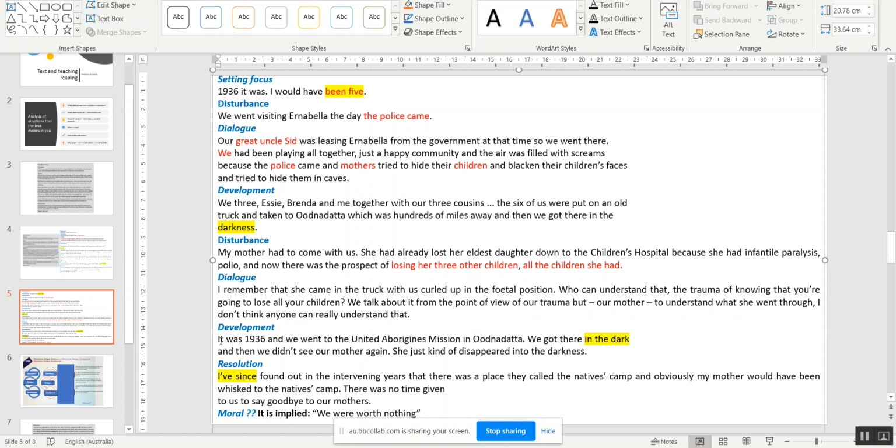And then he moves further and he says, well, it was 1936, we went to the United Aboriginal Mission, we got there in the dark. So the dark gets repeated here. And we didn't see our mother again. In the darkness again. See how this element of darkness comes through. Resolution, I've since, right? So that's a resolution. But what's the moral? He doesn't narrate it. In the narration, there is no moral, but it's implied, because that's the function of a personal story.